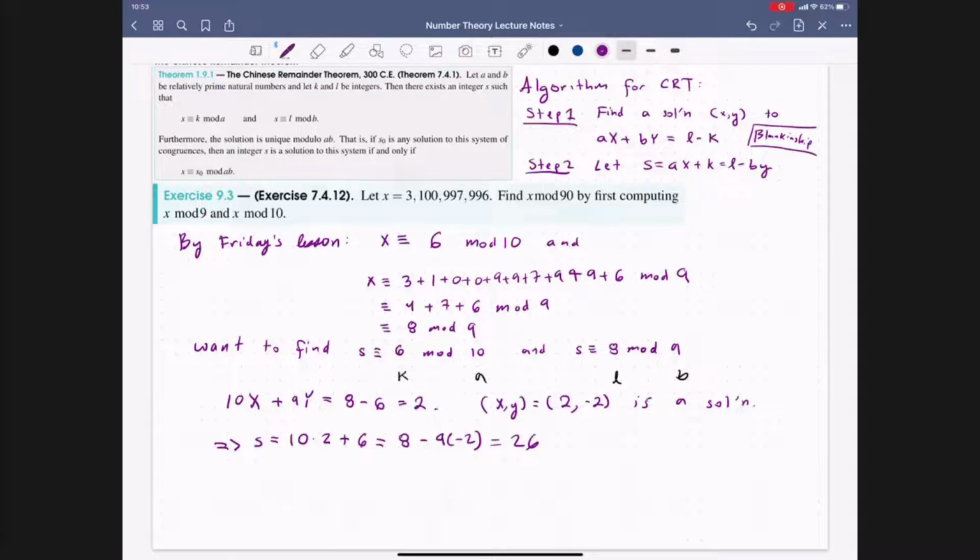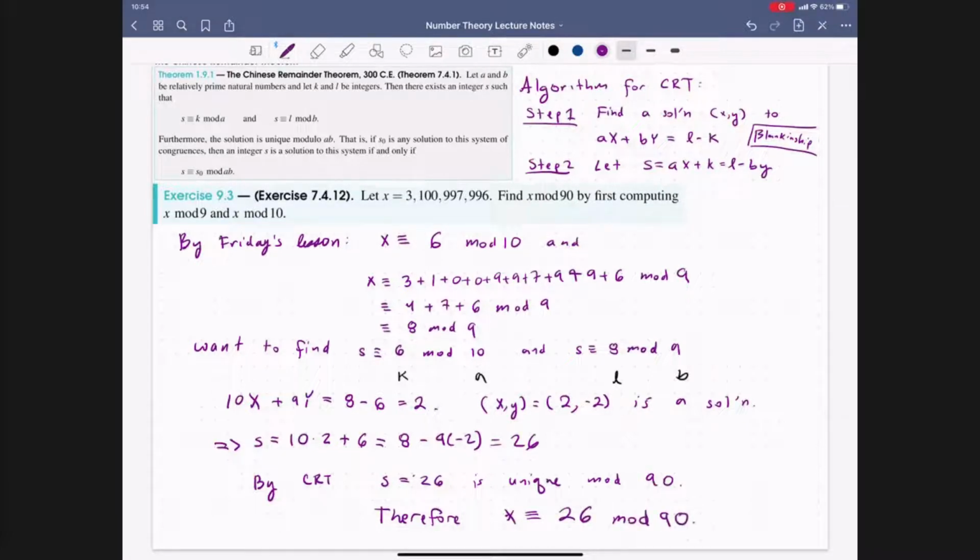And so now by the Chinese remainder theorem, we have that the solution we want, S equals 26, is unique modulo 90. But the way we set this up was by looking at the values for x, the large number. And so what we now have is that, therefore, x is congruent to 26 mod 90.